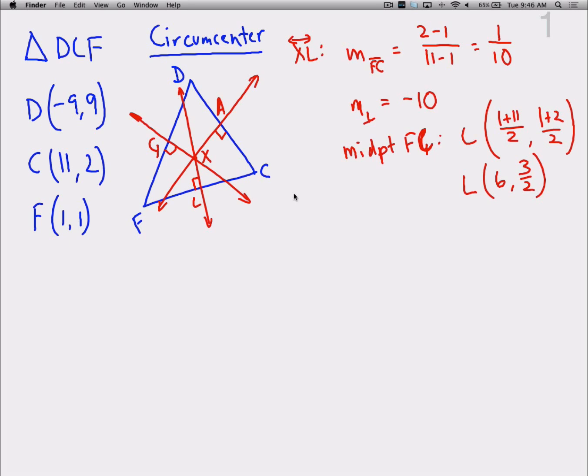Okay, so I got a midpoint and I got a slope. Now what? Now you could use that to make an equation. Beautiful. And what would that equation be? y minus 3 over 2 equals, the slope negative 10, parentheses x minus 6. Well done. This is important, so I'm going to put a box around it. Actually, I'm going to put a rectangle around it.